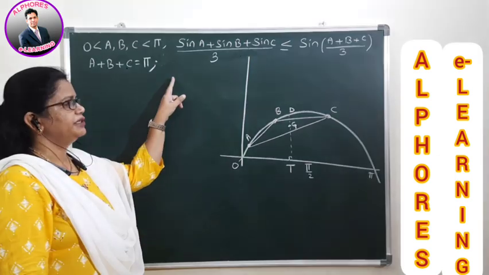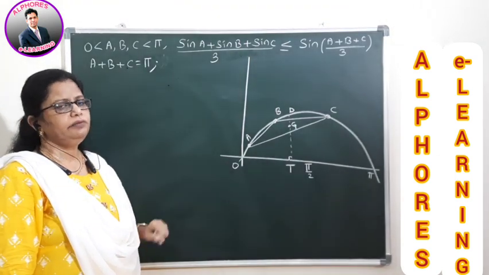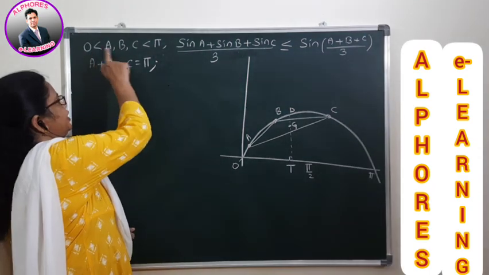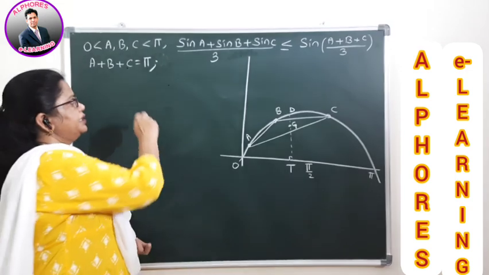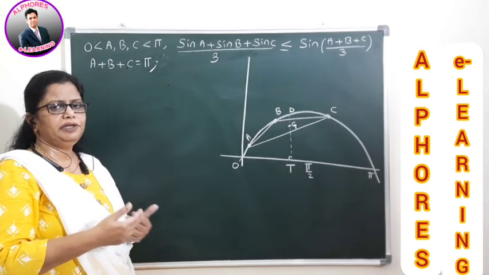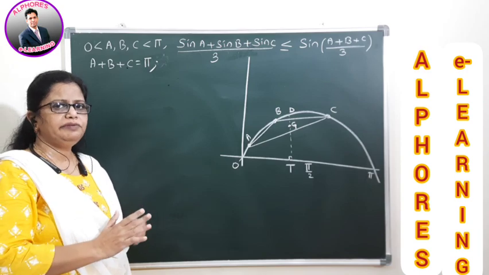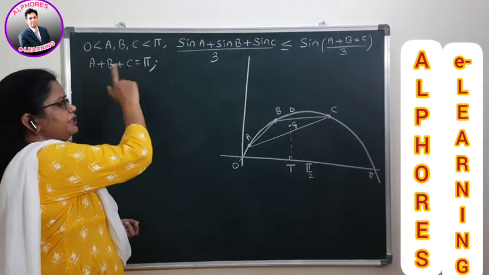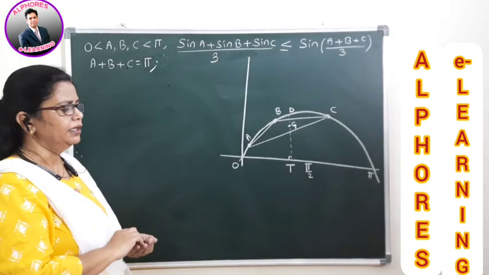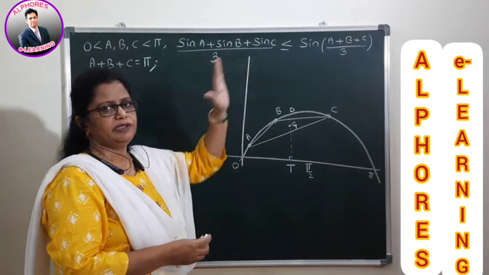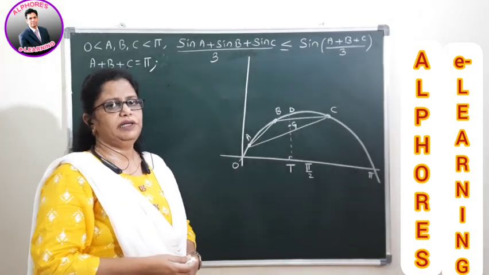Now let us observe, students, if it is a sine function with 3 angles, how are the 3 angles? The 3 angles are in between 0 and π, such that the sum is π. That means however you take different angles, the sum is always a fixed value. It is 180 degrees. This implies A, B, C are variables. As A, B, C are variables here, the value we can write in this way. Again, how did we get this kind of inequality?